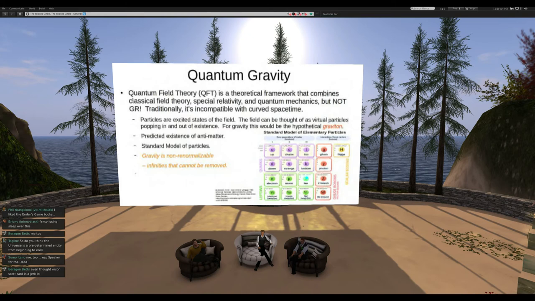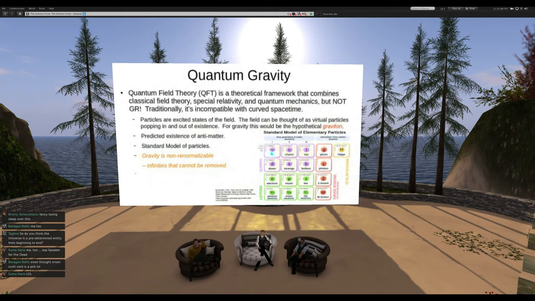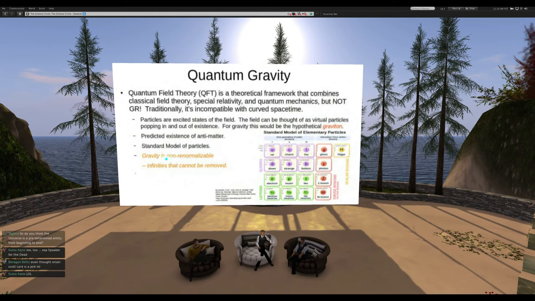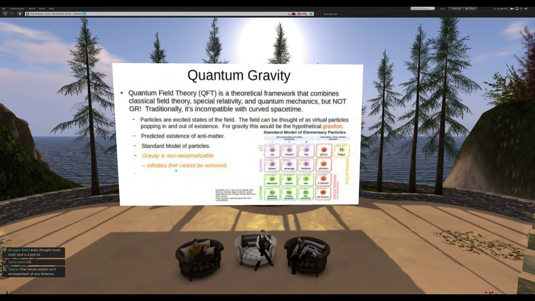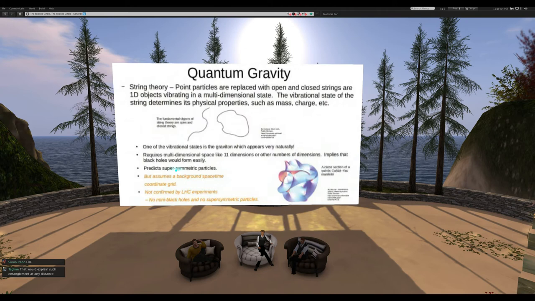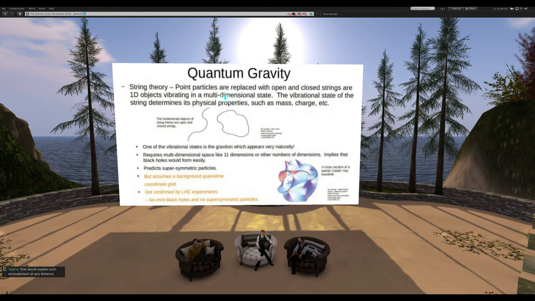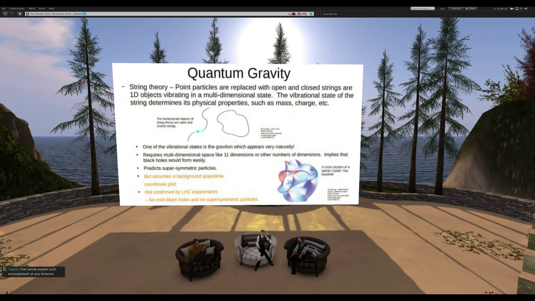This predicted the existence of antimatter, and gives us the standard model of particles, which Matt has mentioned earlier, given here in this diagram. So Wikipedia is great. You get so much stuff that you can use, which I've given credit for. The problem is that with regular quantum field theory, gravity is non-renormalizable. And what that means is there are a bunch of infinities, which often have to do with the self-energy of the particles, that cannot be removed unless you do something different.